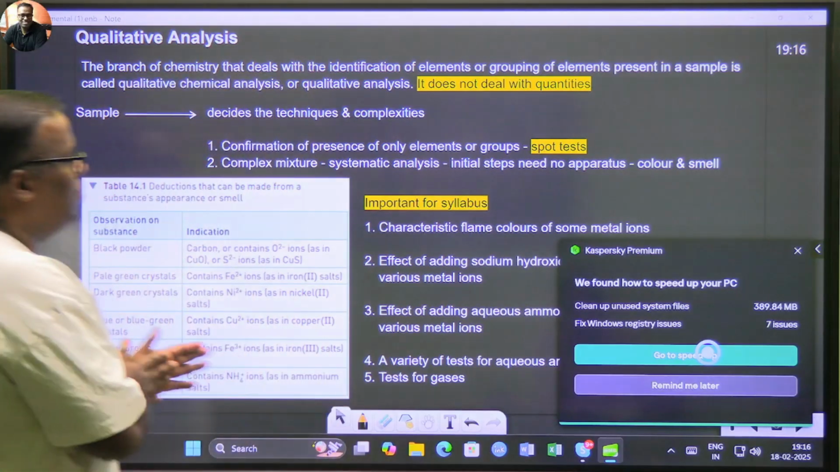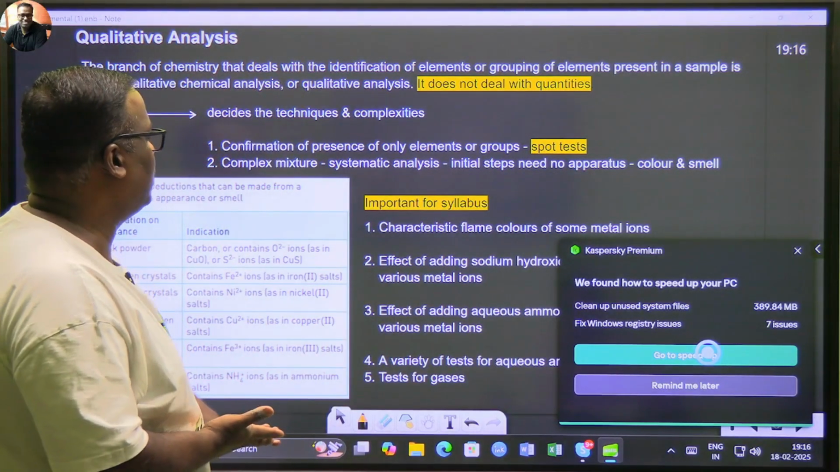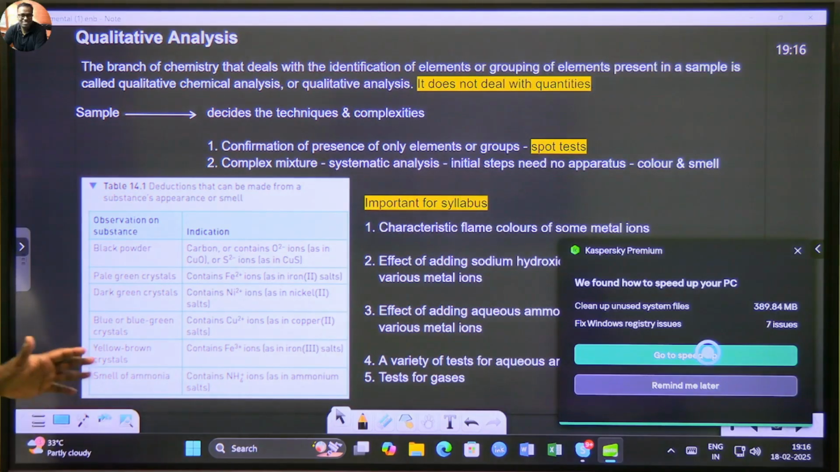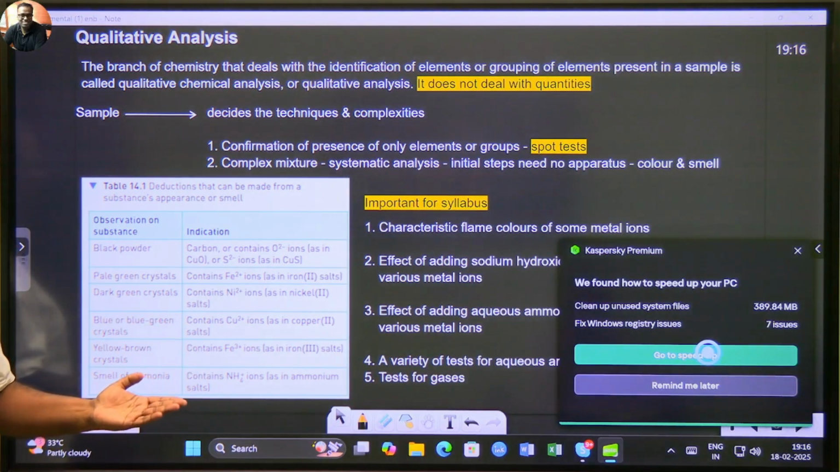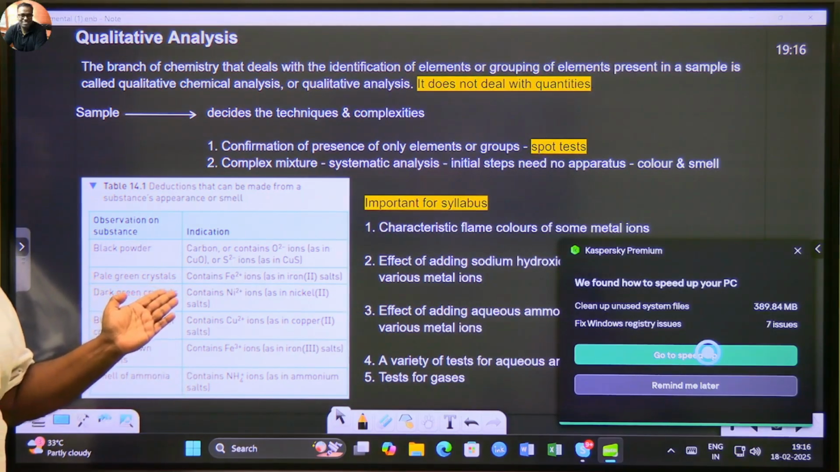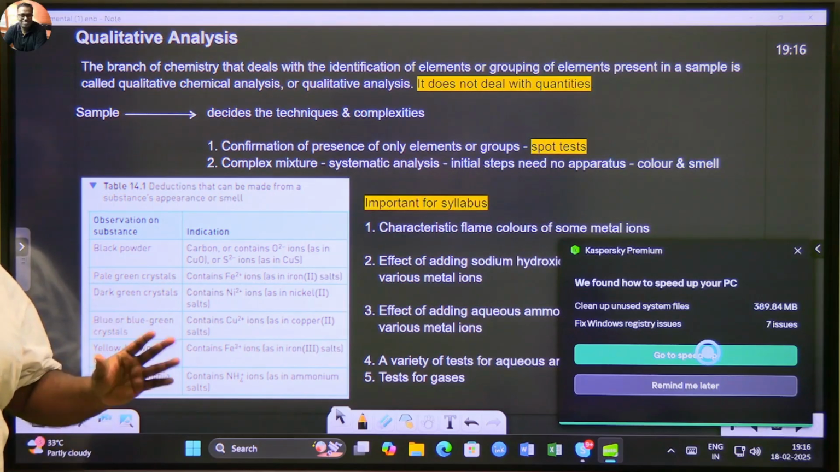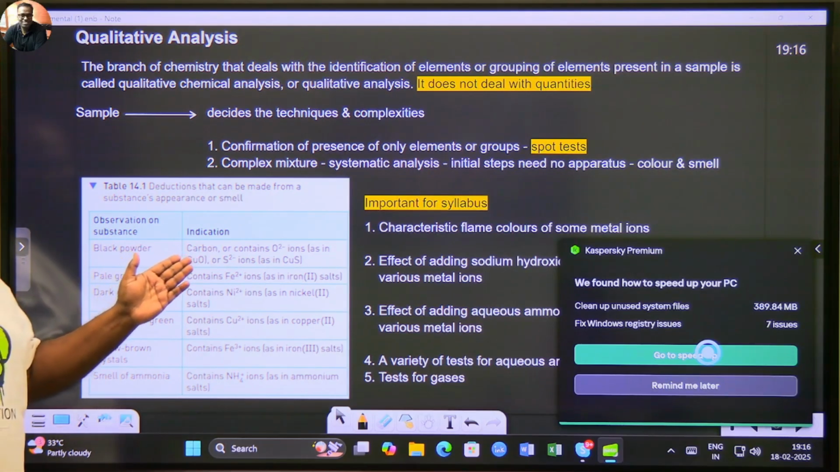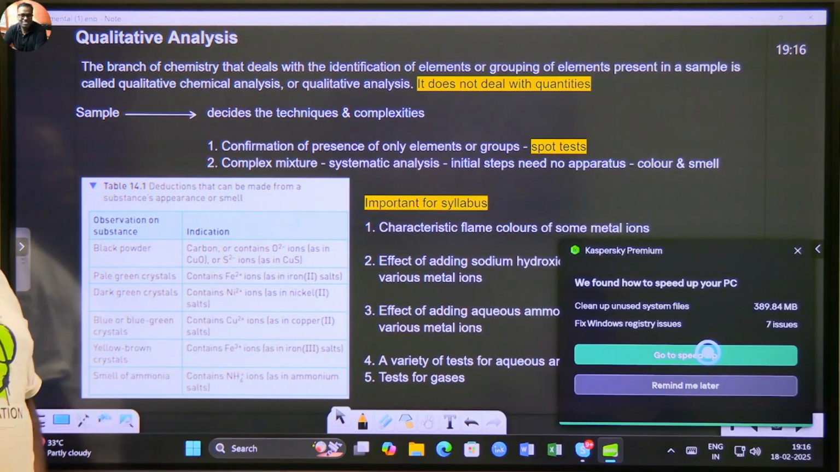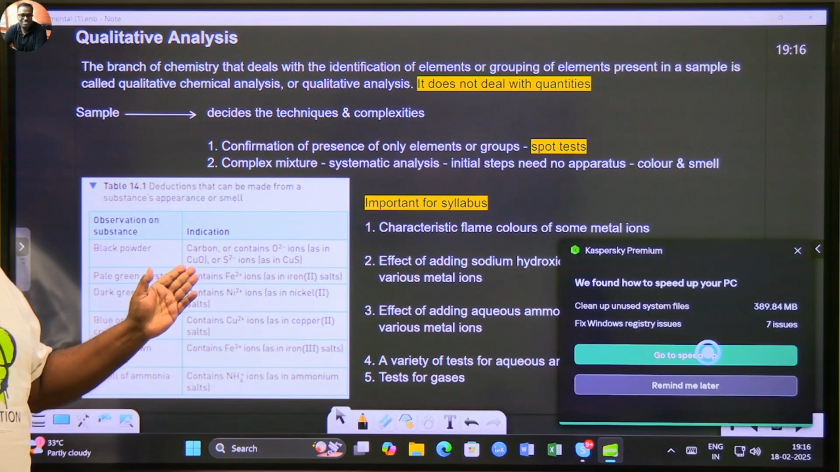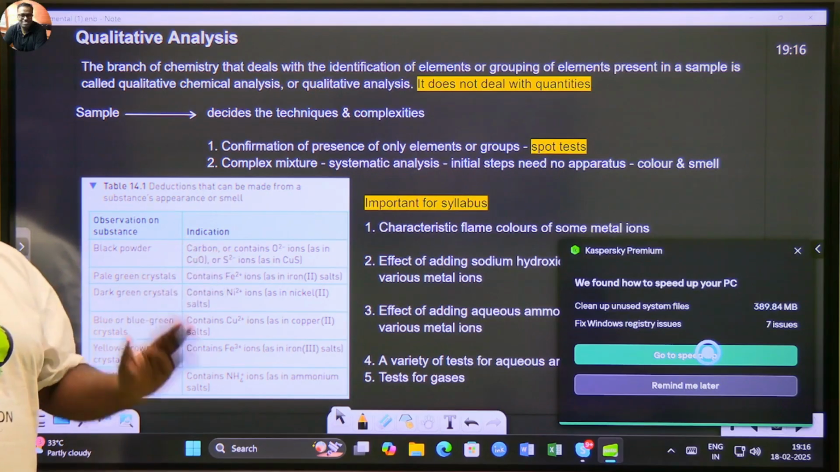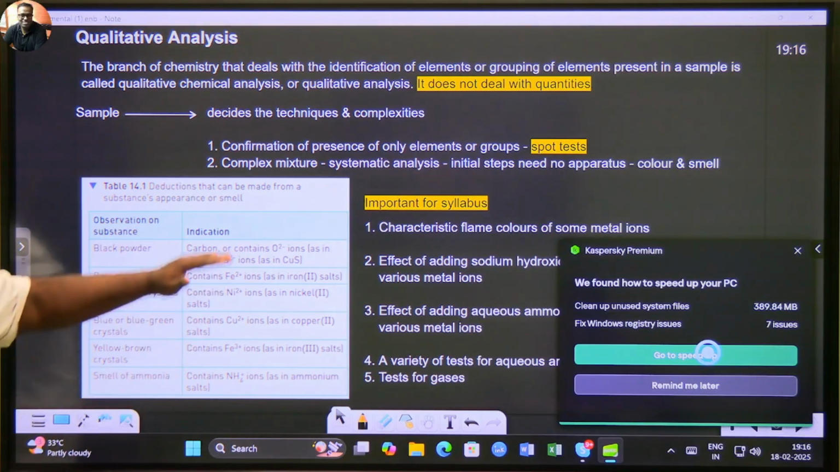Now, after that, what do we do? From the importance of our syllabus, let's have a look at color and smell. This is the section of color and smell. Again, I'm saying from a syllabus perspective, you won't get a question where they will tell you pale green crystals, because these are all preliminary tests. So let's have a look at this. If you have a black powder, there is a chance that you may have carbon, or it may also contain oxide ions, as in copper oxide, CuO, or sulfide ions, as in CuS. So how do you know whether it is black copper or carbon? This is a preliminary test. This portion, nobody will judge you in an examination.